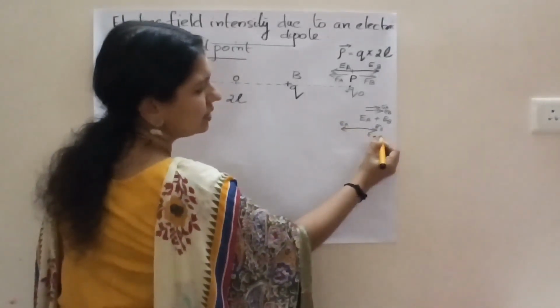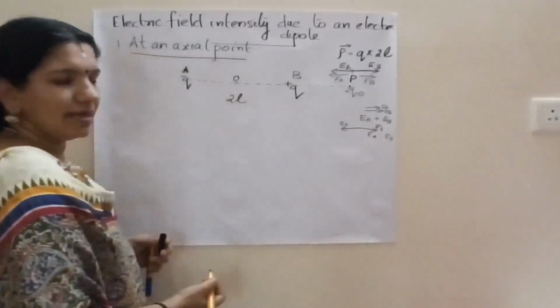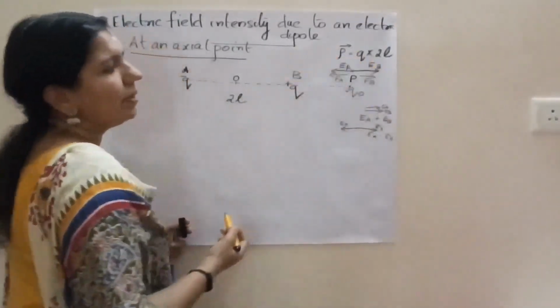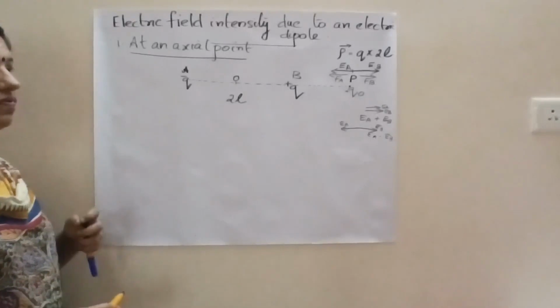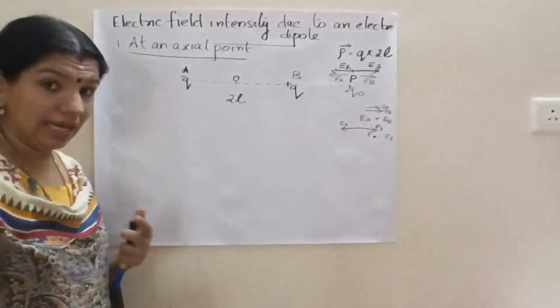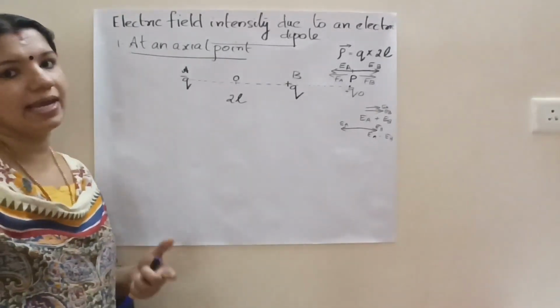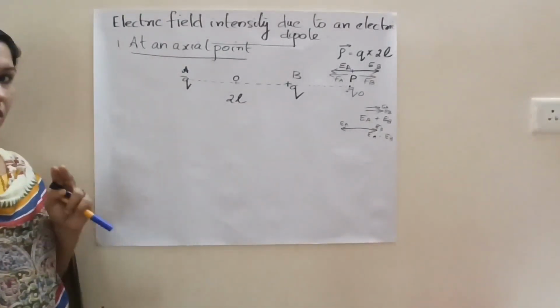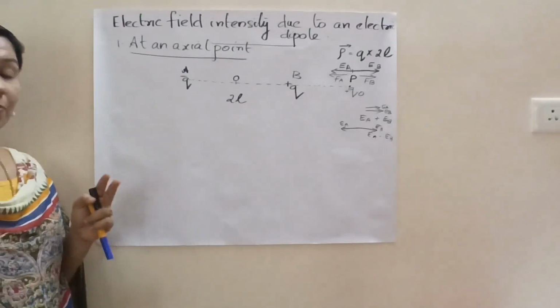I will take the difference of these two vectors, isn't it? So here also I have to take the difference. But one issue is there, that is which value is greater, EA or EB? Which one is greater, that you have to find. For that you have to just remind the previous classes.